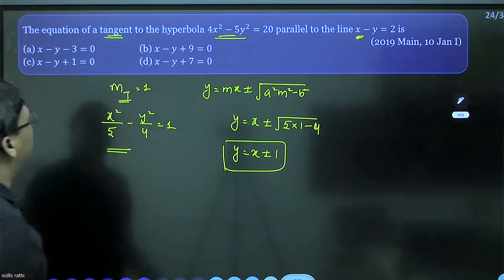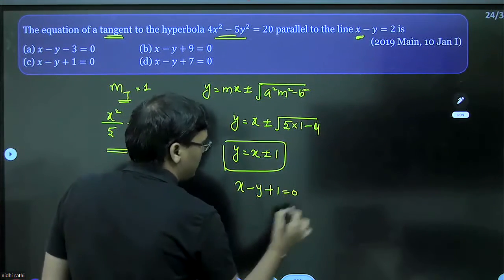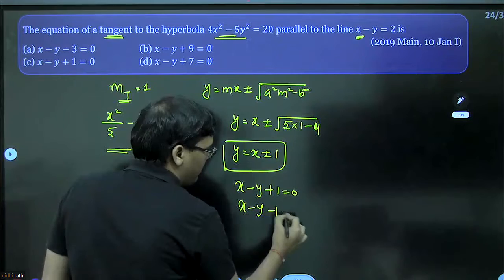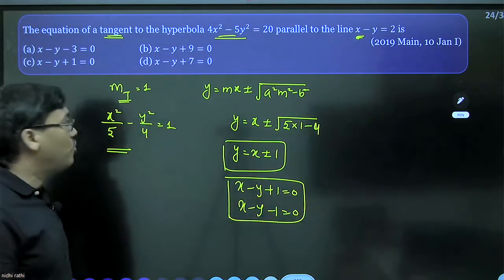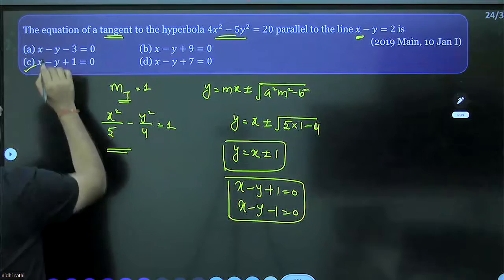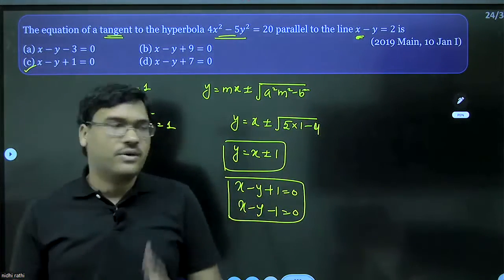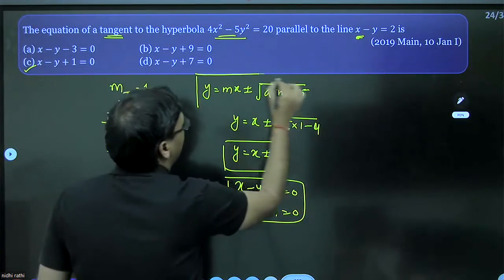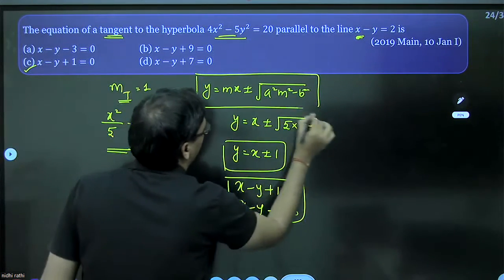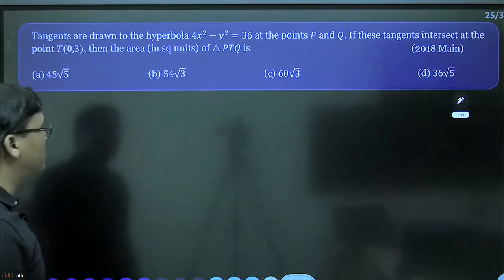So you can check which of the following is the correct answer. This is x − y + 1 = 0 and x − y − 1 = 0. These are the two possible tangents with the given slope m. That is, option C is the answer. Always remember, with a given slope there will always be two tangents to the hyperbola. Okay, so this is the equation which you have to remember, the equation of the tangent with given slope m. So again, simple question, very easy question.